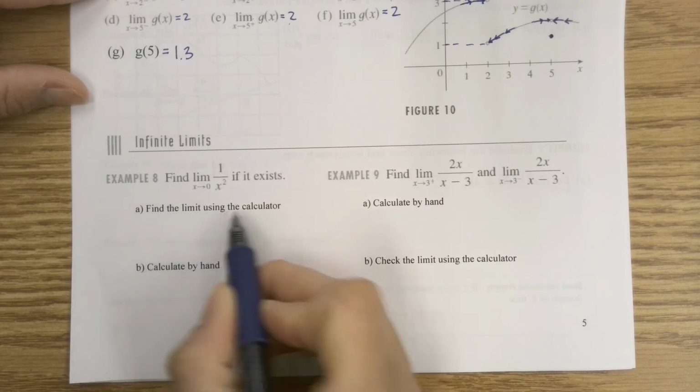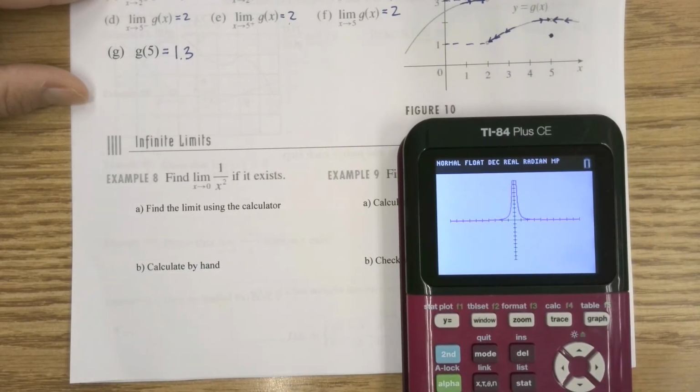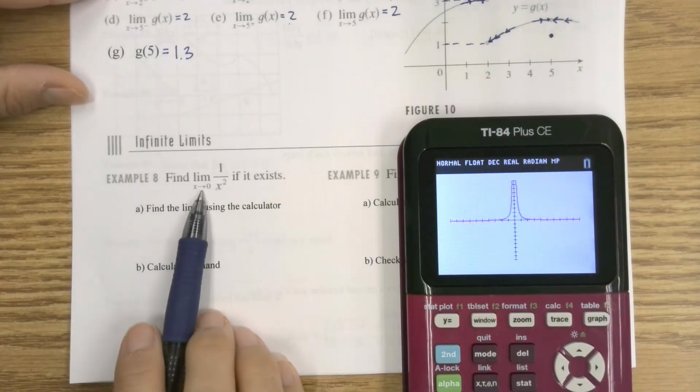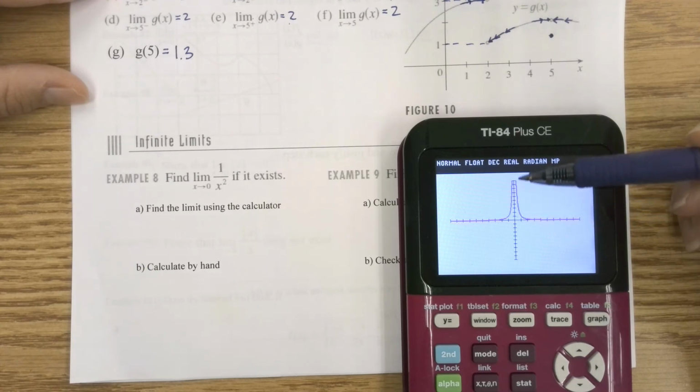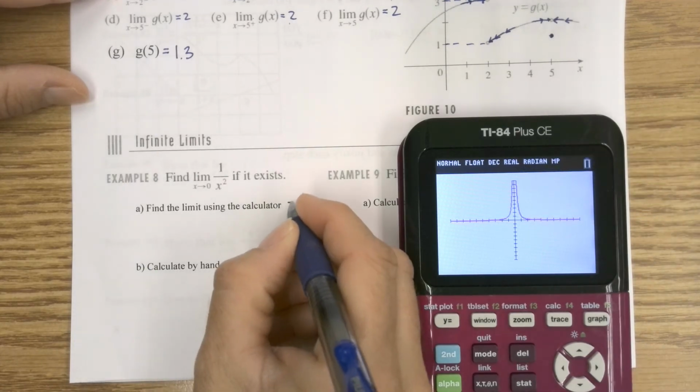So, find the limit using the calculator. Oh, let's look at our picture. From the left side and the right side, since there is no specification on one side or the other, it is approaching infinity from both sides.